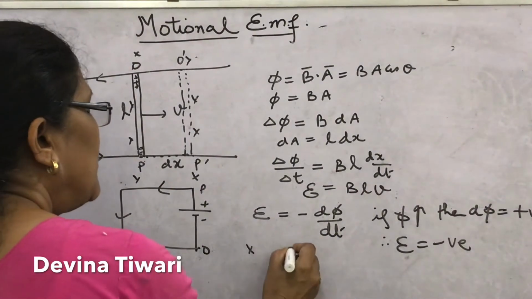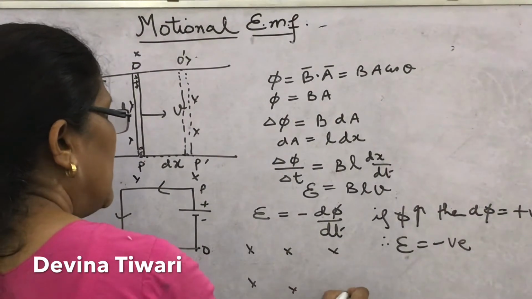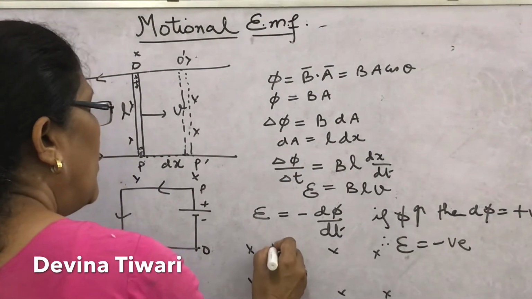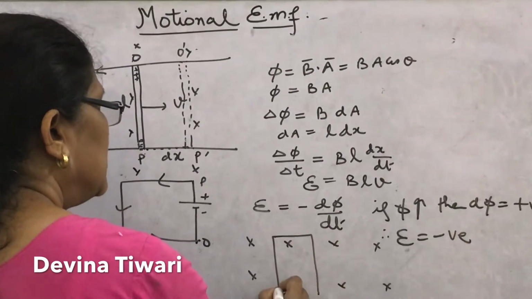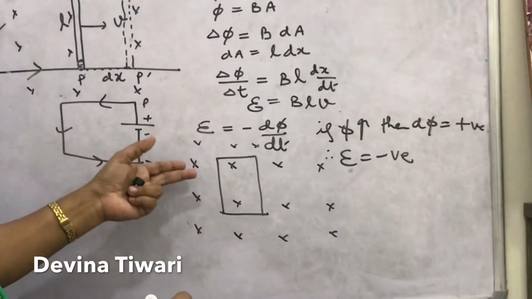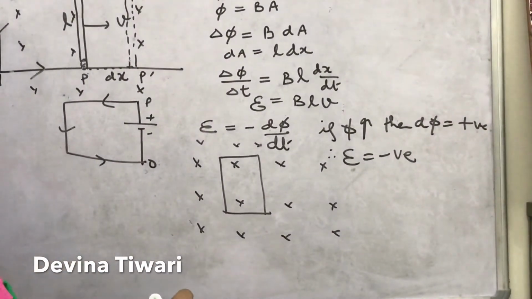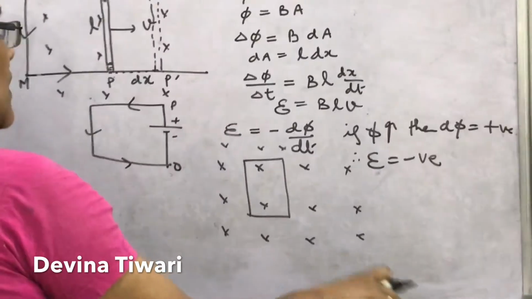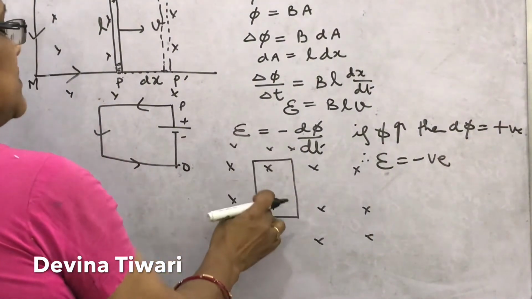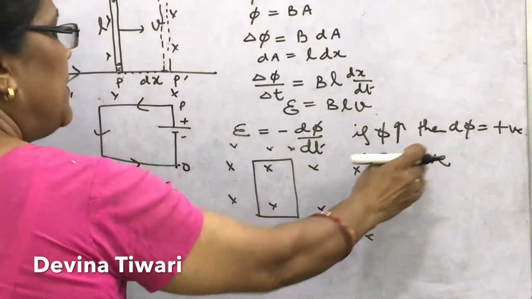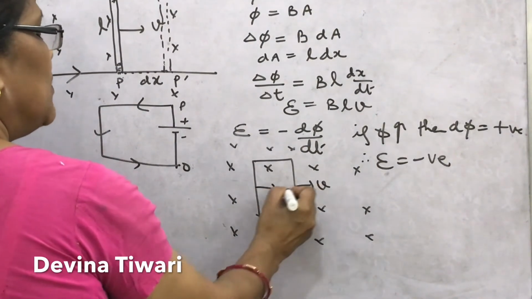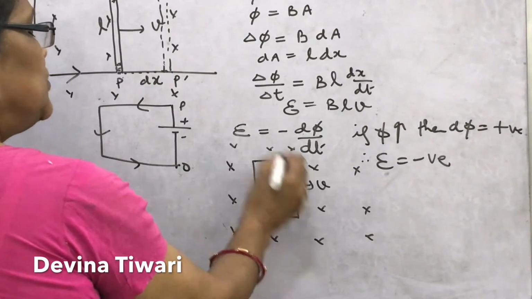We can also prove what the induced EMF will be if in a circuit the magnetic field is uniform, but the whole circuit is moving within the magnetic field. We can understand by supposing that these two ends are moving perpendicular to the magnetic field with the same velocity v, the whole circuit is moving.